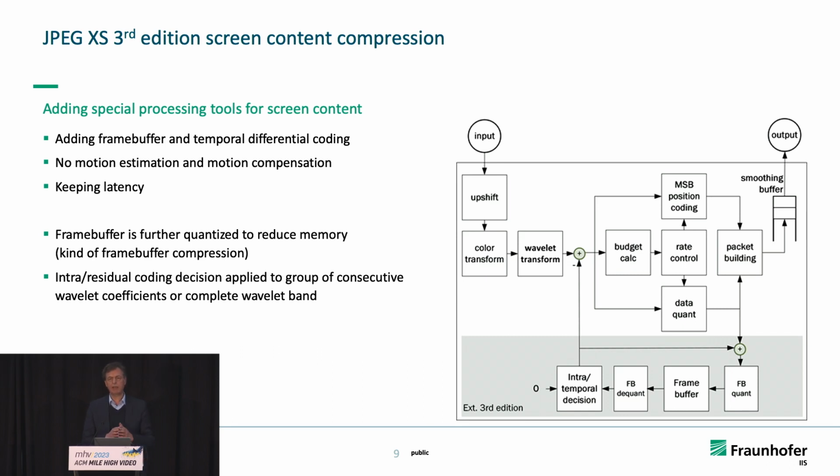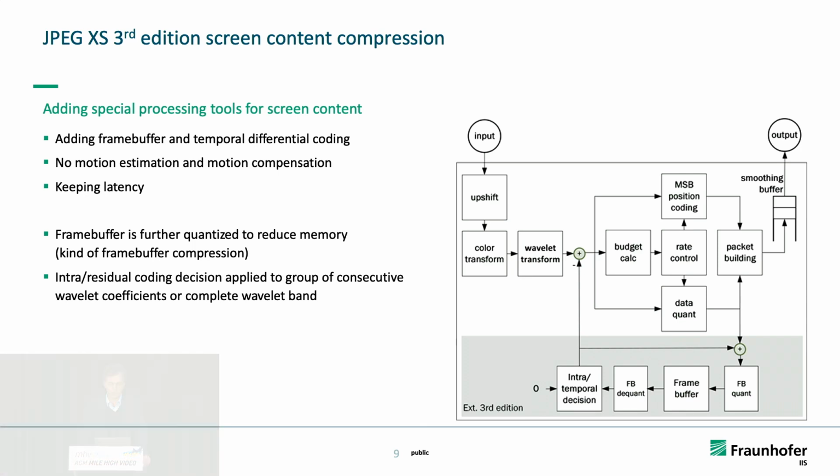And then we can decide whether we want to make an intra or residual coding, dependent on either a group of coefficients or on a complete wavelet band. So that means we can say, okay, for 8 coefficients we make a residual coding, and for the next 8 coefficients we make an intra coding.